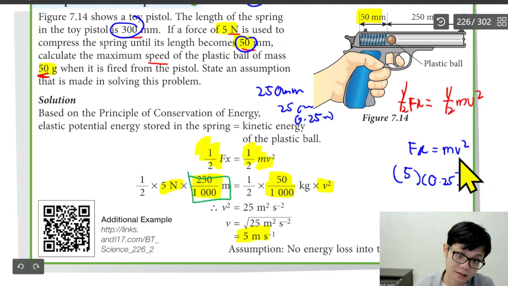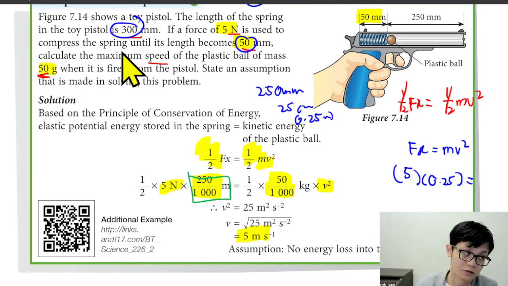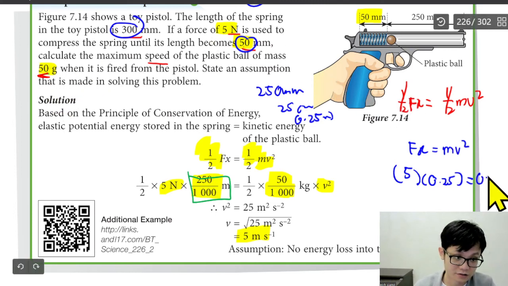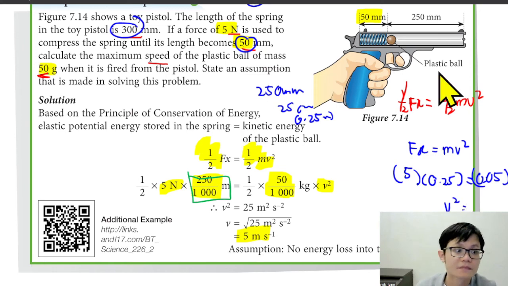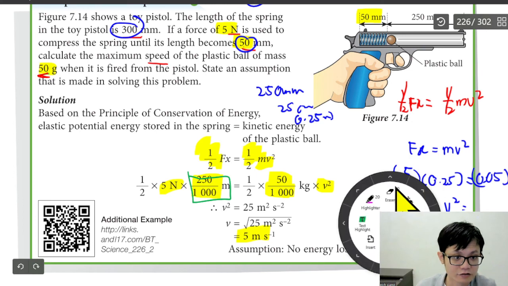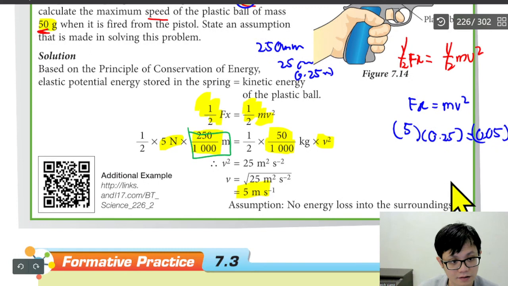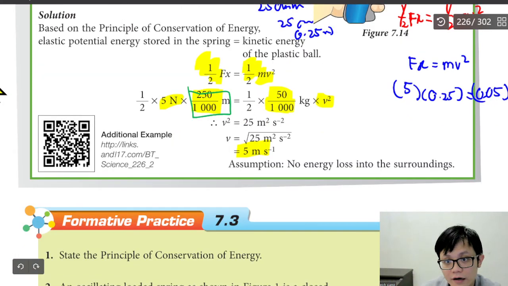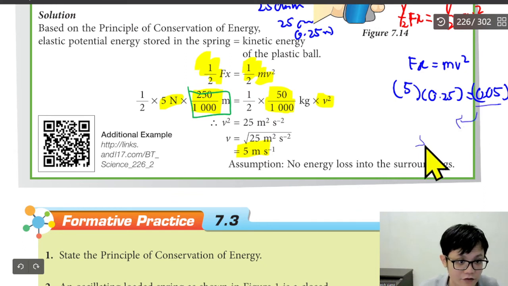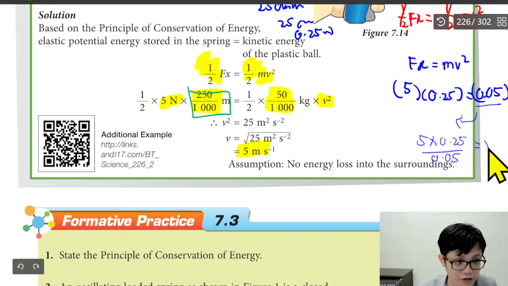M is 50 gram equals 0.05 kg. Equals v to the power of 2. Okay, so after that, I do it in a more simple way, because I'm scared some students don't understand, so I just make it a bit longer. So this one I bring to here. So 5 times 0.25 divided by 0.05, I get v to the power of 2.